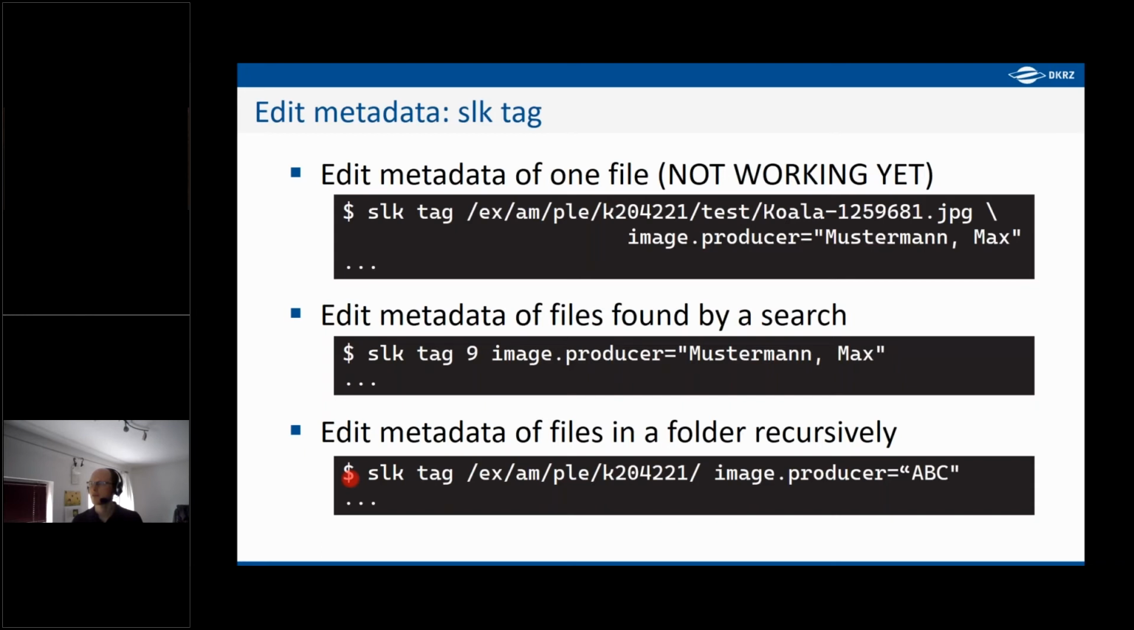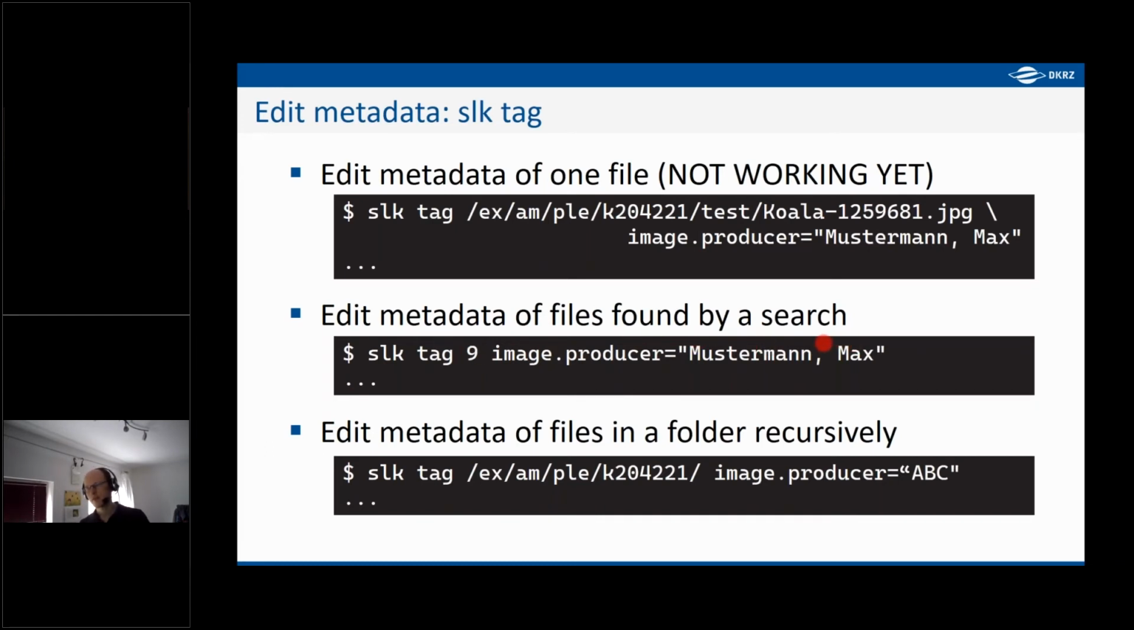But at the moment, the developers have no time to make this, because they have other higher priorities. But what is possible is that you can define a search and use the search ID, in this case, for example, 9, and set the metadata field image producer for all files within the search to this value.